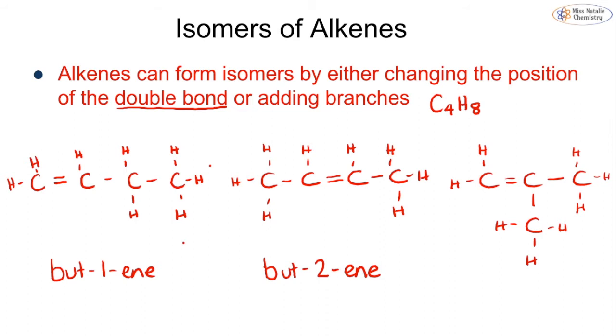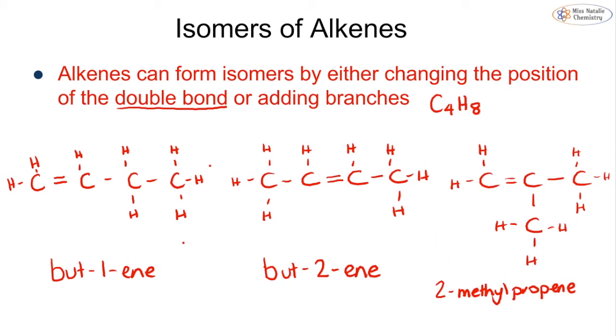And we call this 2-methylpropene. So the propene tells us that the main chain is 3 carbons with a double bond, and on the second carbon we have a methyl group. Now each of these are isomers, as they all have the formula C4H8.